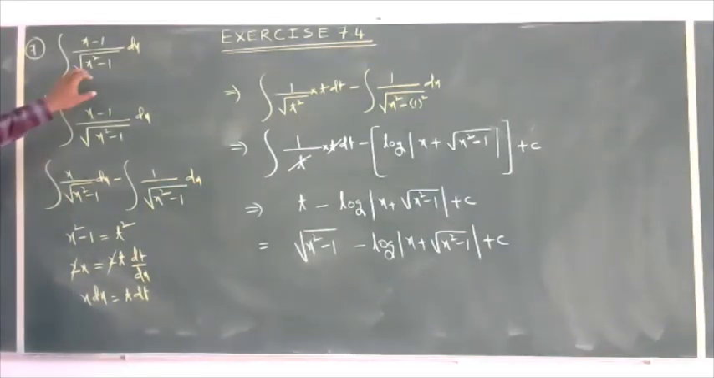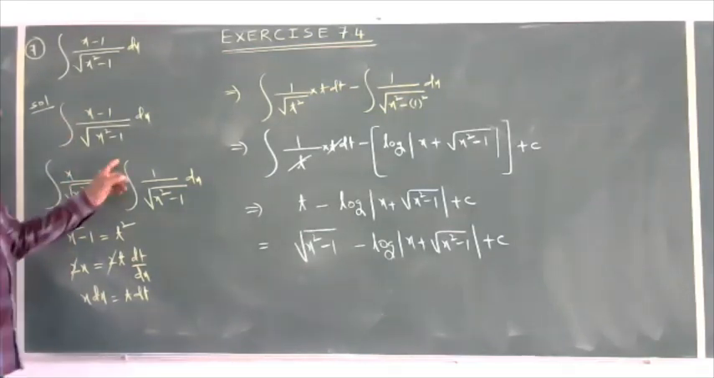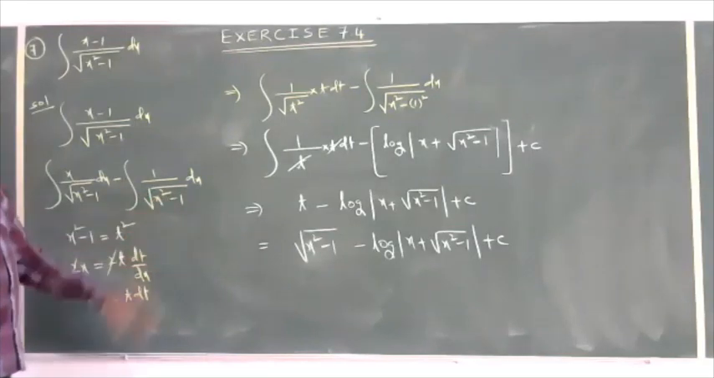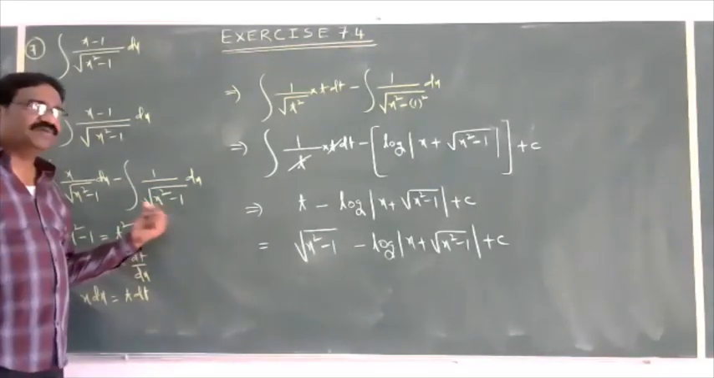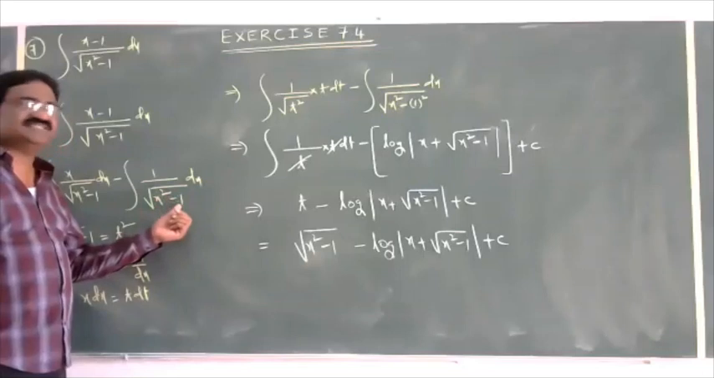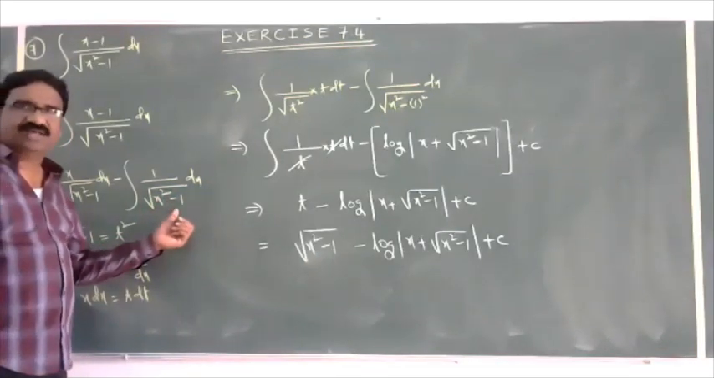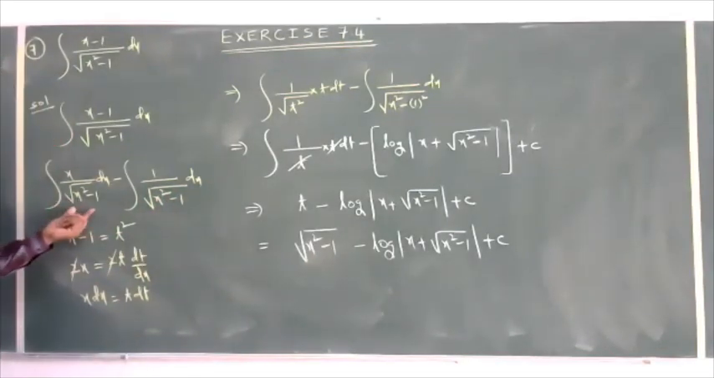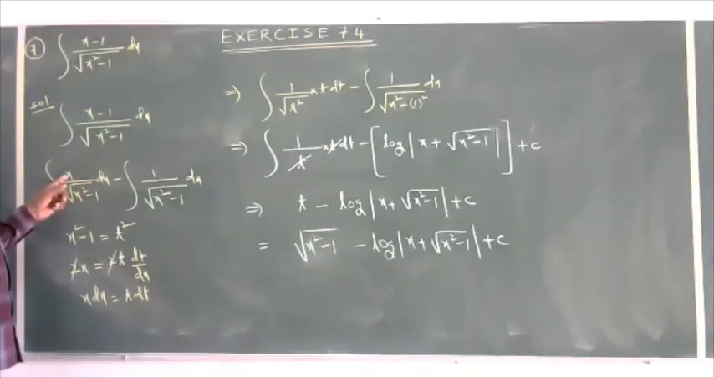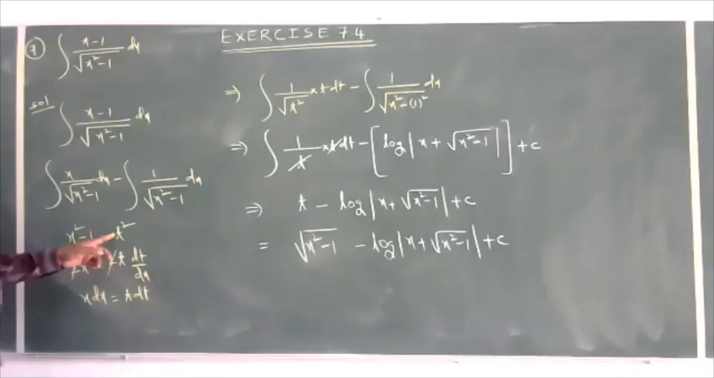That is, the given problem can be split into two integrals. That is, one is x by root of x square minus 1 minus integral 1 by root of x square minus 1. This is in the form of integral 1 by root of x square minus a square, by using the formula here. But here we are going to the substitution method. Here x is given. That's why you are taking x square minus 1 is equal to either t square or t. You take t square or t, you get the same answer.